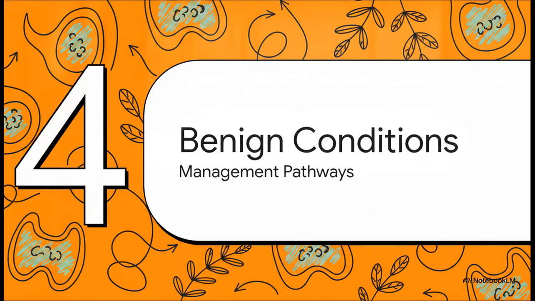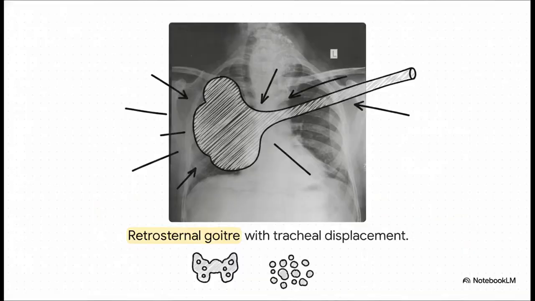Section 4. Managing benign conditions. Let's map out our management pathways. Check this out. The physical impact of even a benign condition can be literally breathtaking for the patient. You can see how a simple benign multinodular goiter has grown straight down retrosternally, completely displacing the trachea. This causes severe pressure symptoms. So even though it's technically benign, it absolutely demands surgical intervention.